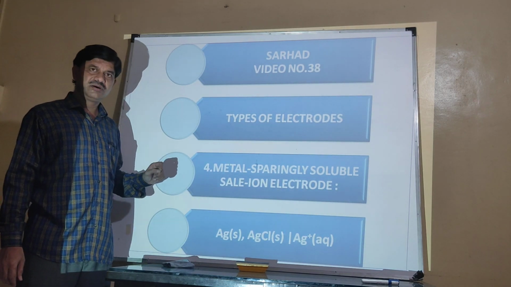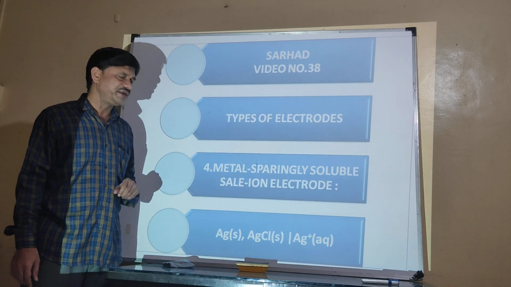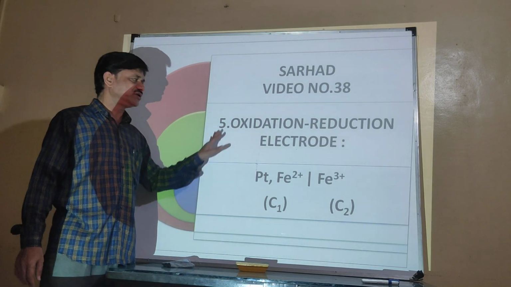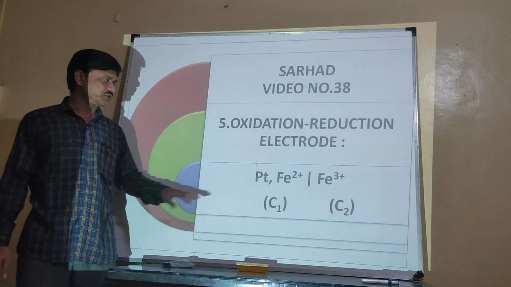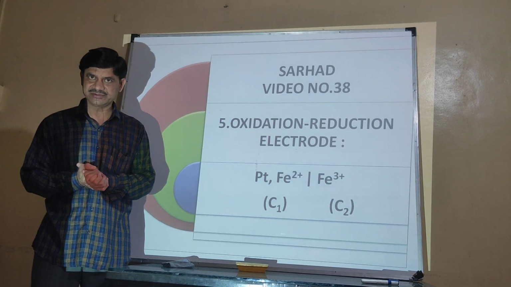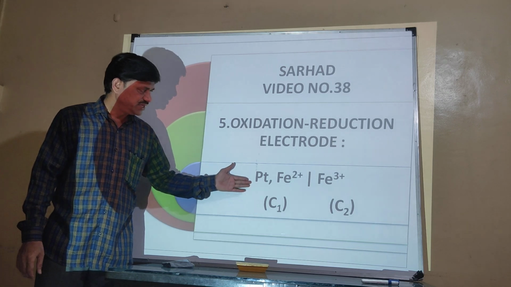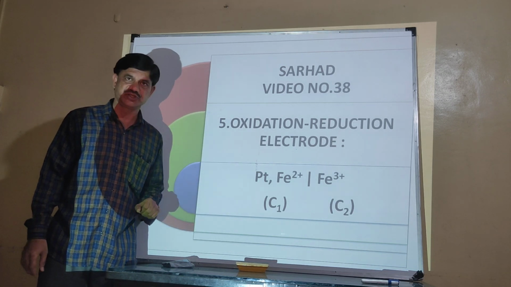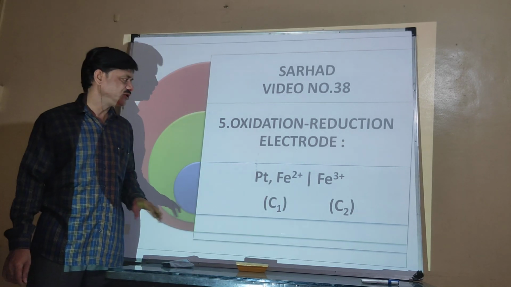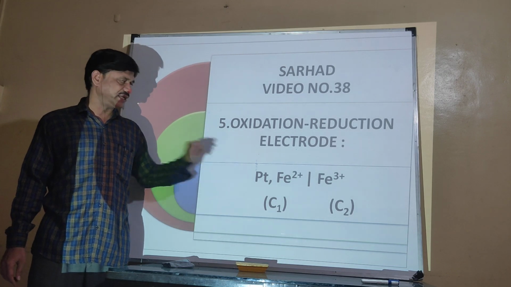So remember, what is the fourth type? Metal sparingly soluble salt ion electrode. Next type, oxidation reduction electrode. The example itself suggests the definition. Are you able to tell me the definition? What does this indicate? Platinum, Fe+2 with concentration C1, in direct contact with Fe+3 with concentration C2. Such a construction is called an oxidation reduction electrode.